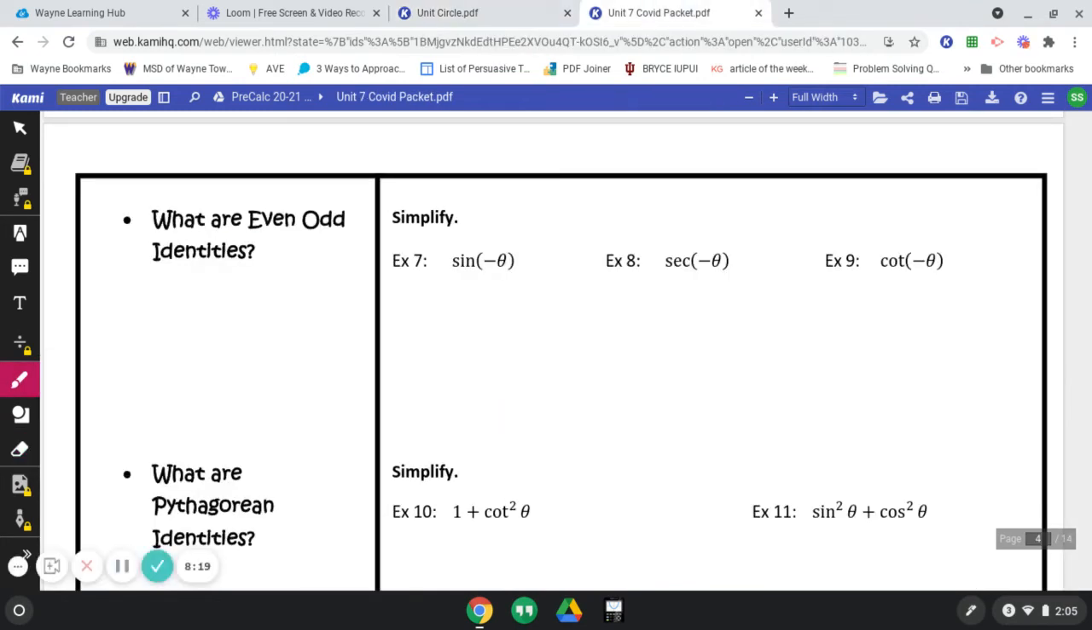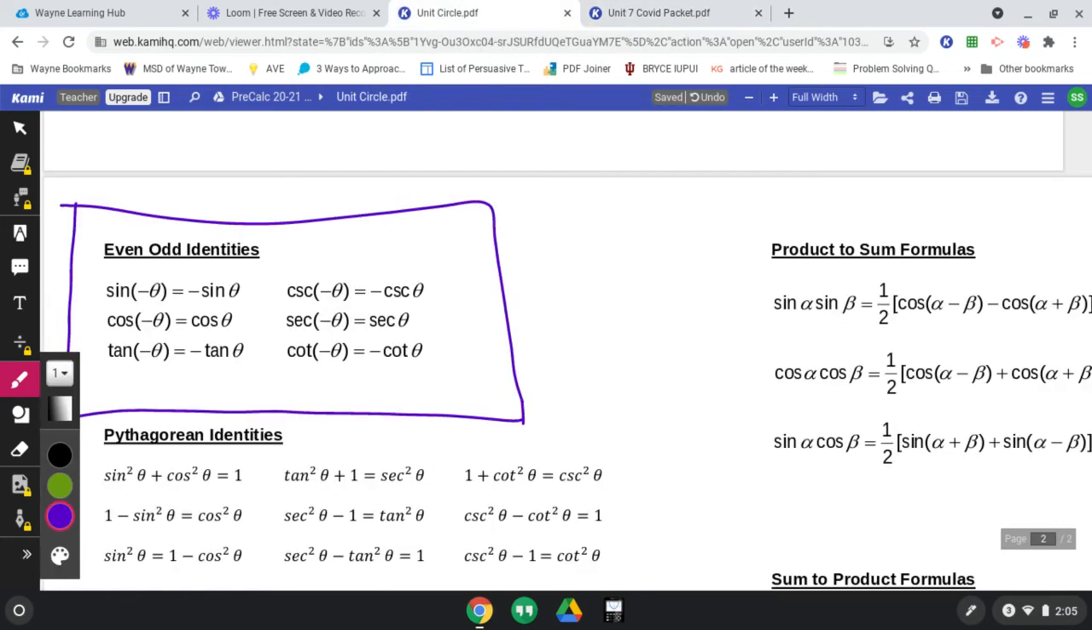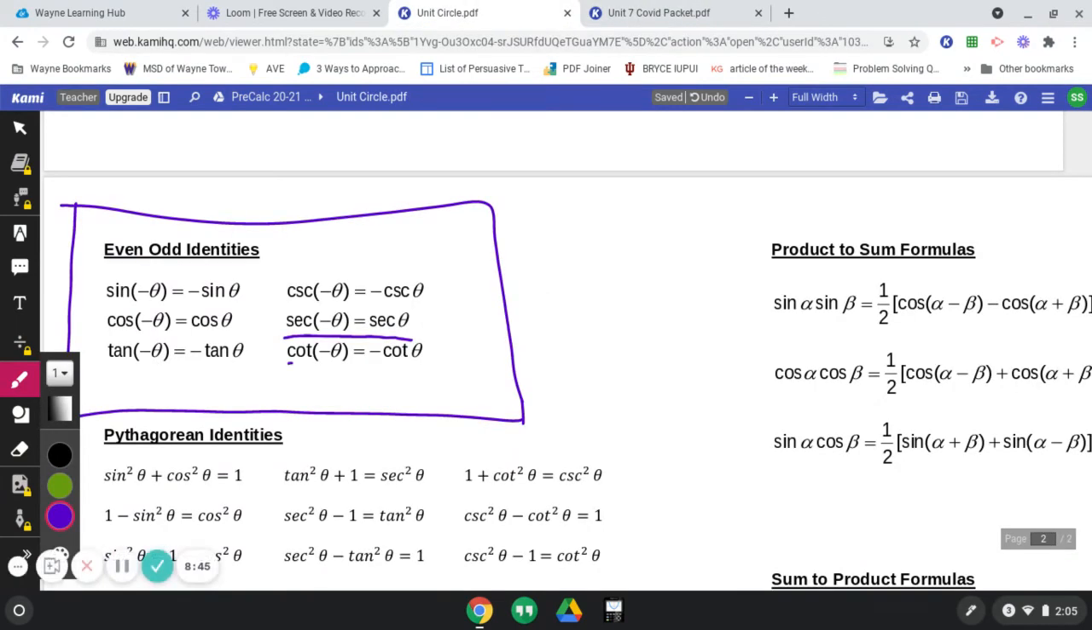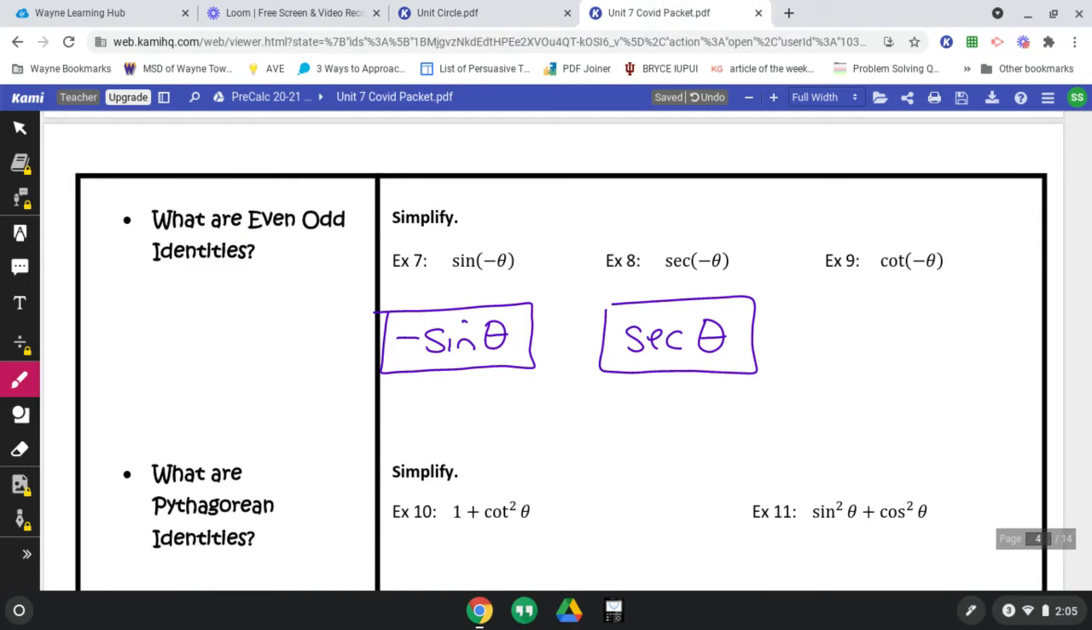All right, so sine of negative theta, as I look at the back of my unit circle, I see that it says negative sine of theta. That's all we need to do. Secant of negative theta, if I look on the back, it says secant of negative theta is regular secant theta. There's no negative. So I'm going to write my answer just like I see it after the equal sign, no negative. And then cotangent of negative theta. Here's my cotangent of negative theta. Notice this one has a negative as your answer, so I write negative cotangent of theta. Those are pretty simple. You're just looking at the unit circle.